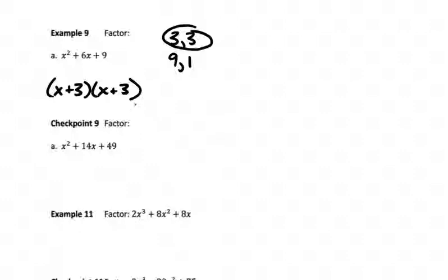Now, because these two sets of parentheses are exactly the same, if you enter this into MyLab Math, that's fine. It'll accept that as a correct answer. But you could also write it like this, x plus 3 squared. So just to kind of be aware of that, we've talked about that before. When you have something squared, that means it's multiplied by itself. So next you should look at checkpoint number 9. Do this in your notes, check your answer, and then move on with the rest of the video.